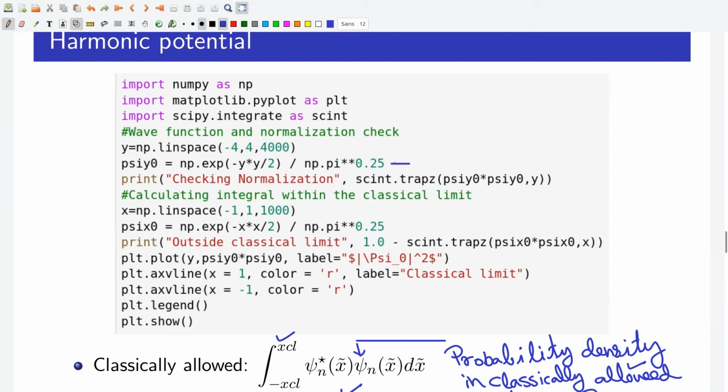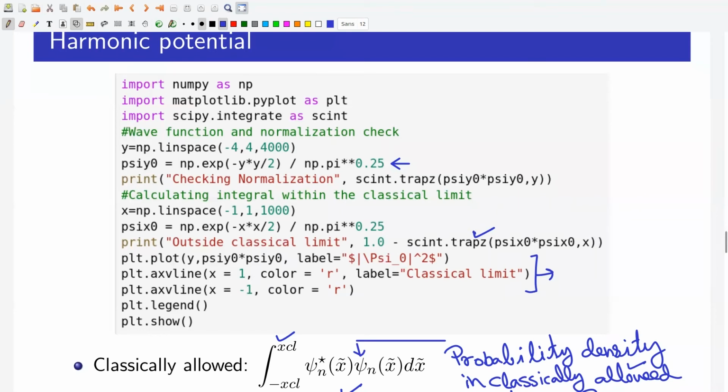First, we define the wave function, and then we check whether it is normalized or not by calculating the integral of probability density all over the space. This should give you a number equal to 1. Next, we calculate the integrated probability density within the classical limit. And then we plot the wave function to show the classically allowed and classically forbidden region.